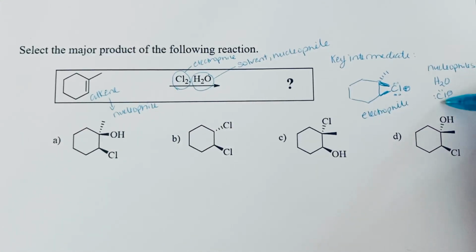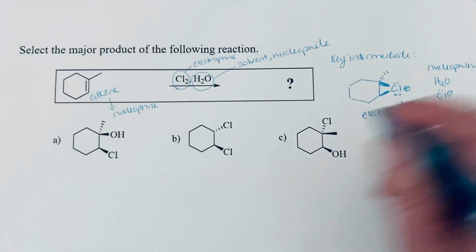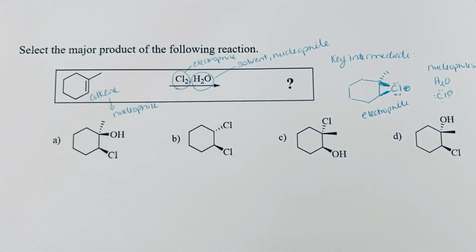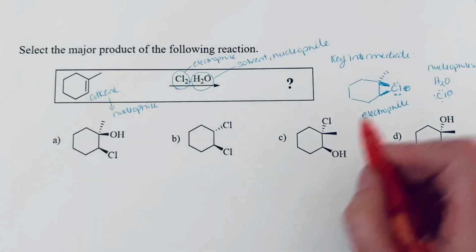In aqueous solution, that chloride ion is fairly surrounded by water molecules and not as available to be a nucleophile. Also, since water is the solvent, we have a large excess of water relative to anything else in the solution. This is our most likely nucleophile. Then we need to decide, where is that nucleophile going to attack?